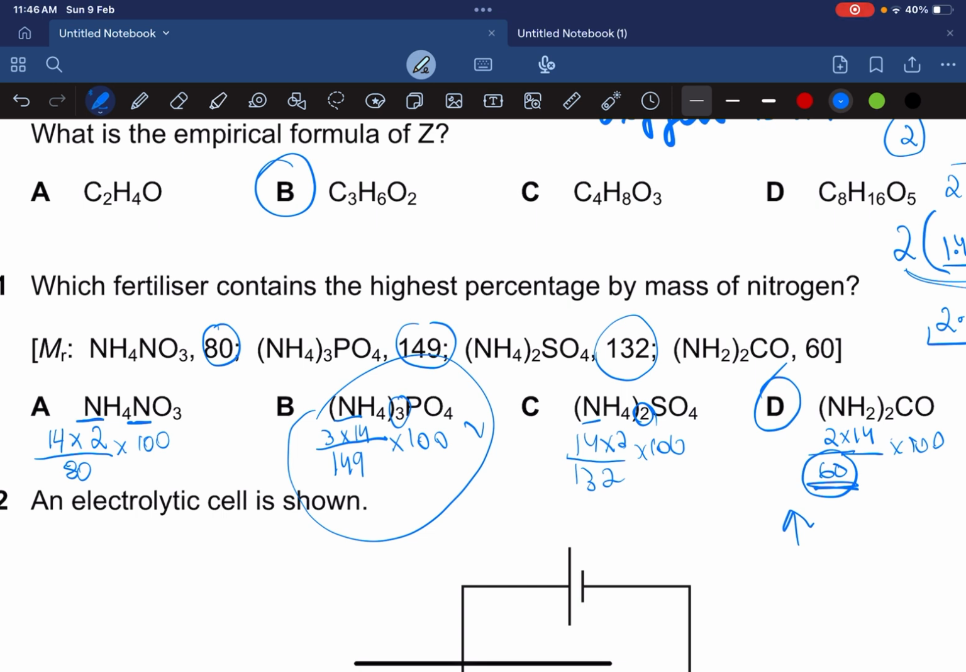3 into 14 over 149. Okay, so this one's giving me 28.1879. I'm writing long values because when you're doing comparison, you should write long values, because this one can also come as 28 point something, then you have to compare both. So you take long values when you are doing comparison. Okay? So it's going to be 46.66%, and I know it's going to be D, so D is the correct option.